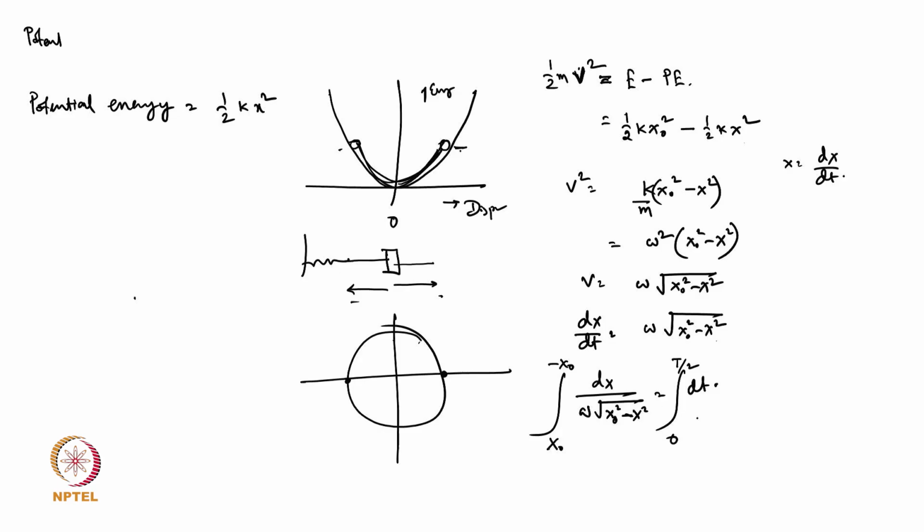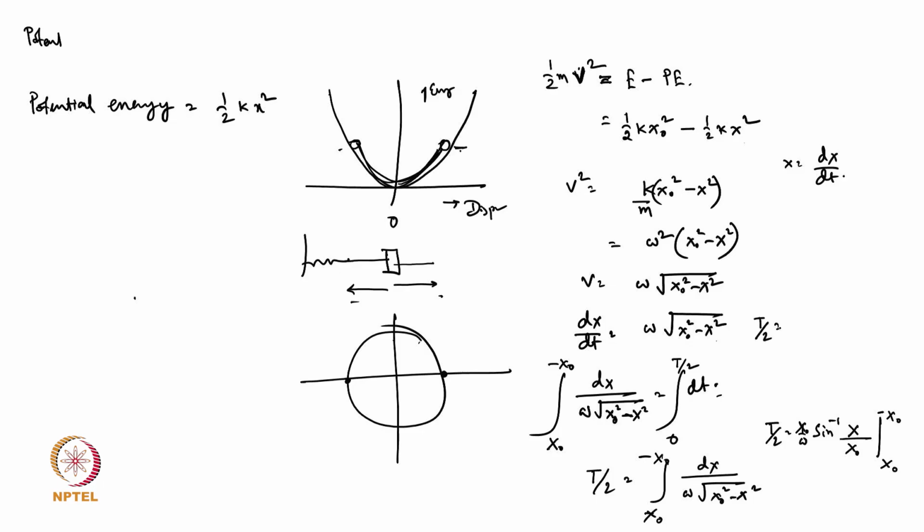Now if we just solve the integral, the right hand side, I just try to make it in the left hand side. So that will be t by 2. What will be the right hand side? Integral from x0 to minus x0 of dx over omega times root of (x0 square minus x square). What is the integral for that? Sine inverse of x by x naught. Omega is out, maybe. Yeah, this is the case. So now if I substitute it, we will have t by 2 equals x naught by omega and sine inverse of this.